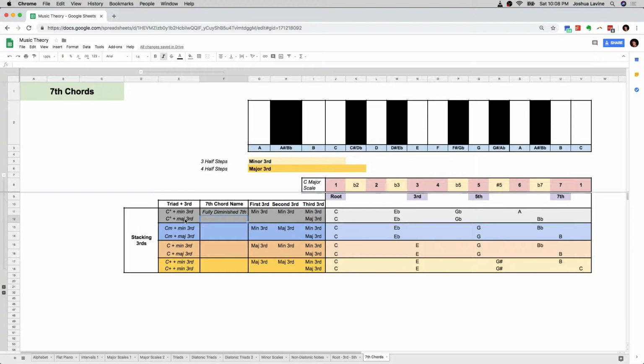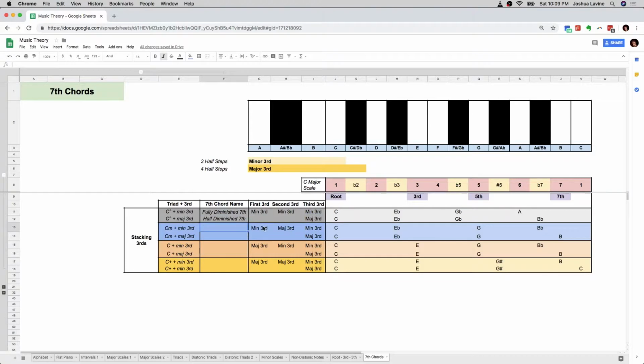And let's look at this one. So we have a diminished triad plus a major third, and we have the notes C, E flat, G flat, and B flat. This chord is going to be called a half diminished seventh. We have a fully diminished seventh, and a half diminished seventh. Fully diminished because all three thirds are minor. Half diminished just means that we've got minor, minor third, and then you got a major third.